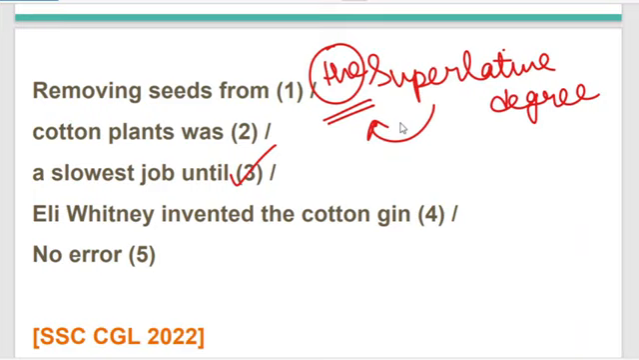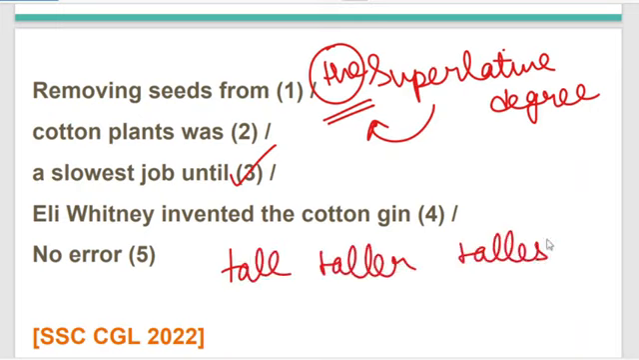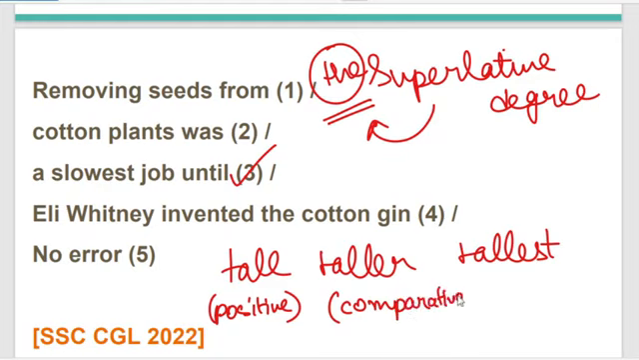Now what is a superlative degree? It's adjectives. For example, tall, taller, tallest. So tall is the positive degree, which is used for any one particular noun. Taller is the comparative degree, which is used between two nouns. It can be between two people, two objects, any two nouns. And tallest is the superlative degree, which is used among a lot of nouns.